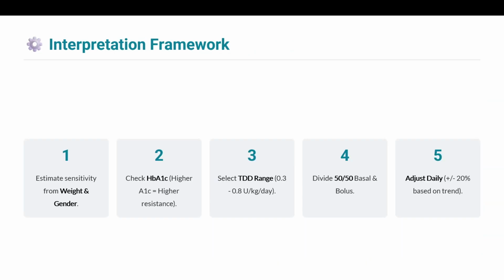Interpretation: these five criteria are usually considered for insulin management in patients. First and foremost, consider the weight and gender. Secondly, check the HbA1c; the higher the HbA1c, the higher the resistance. Third, select the total daily dose range, 0.3 to 0.8, in which the patient falls. Divide it into 50% basal and 50% bolus. Finally, adjust the dose daily, plus or minus 20%, based on the trend.